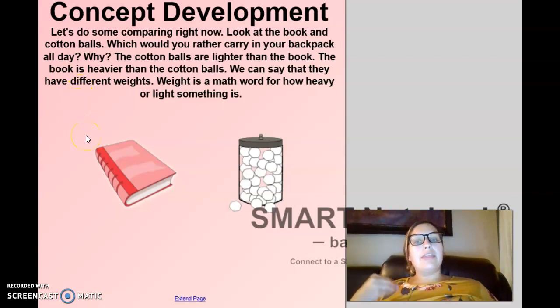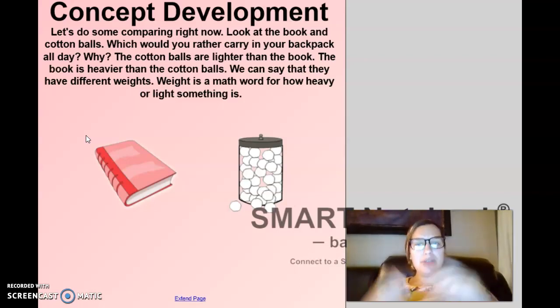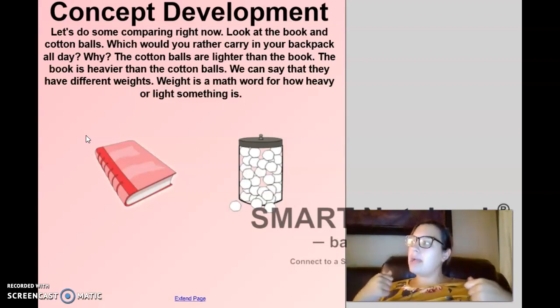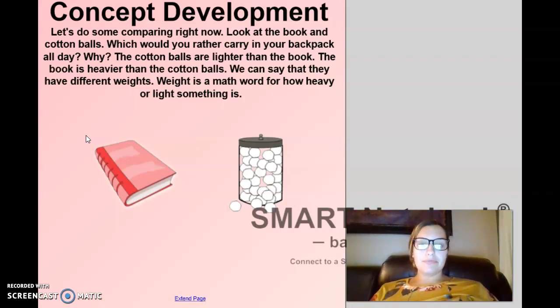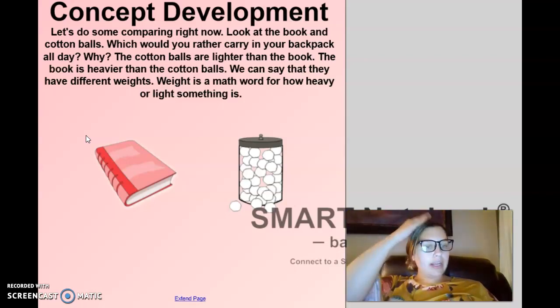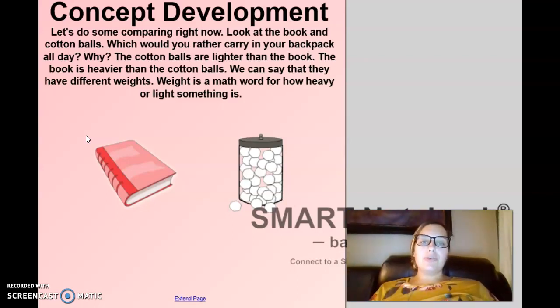I want you to look at the book or the cotton balls. Now you know cotton balls, right? Really fluffy. And I want you to think, what if you had to carry a backpack around all day? What would you rather carry in your backpack? Would you rather carry a book or cotton balls? If you chose the book, put your hand on your head. If you chose the cotton balls, put your hand on your nose.